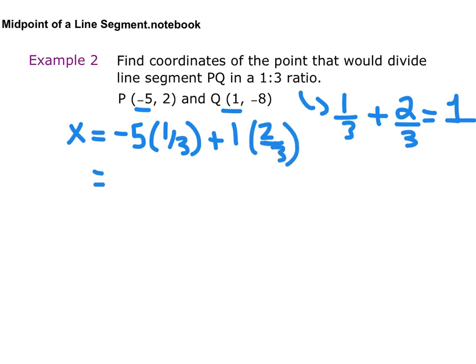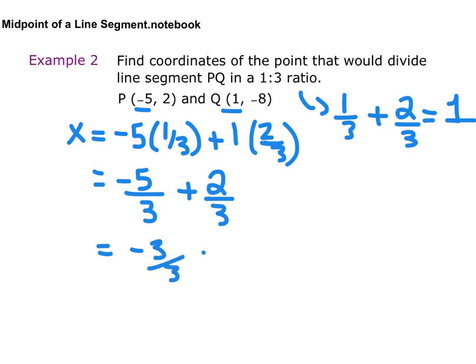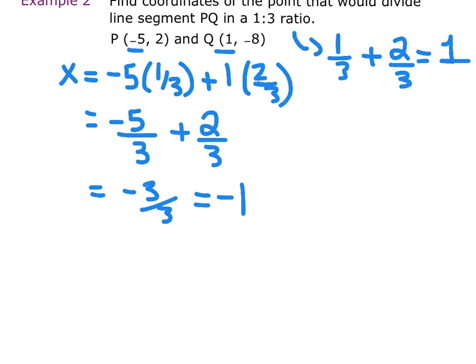So when we go about solving this, keep this in fraction work, okay? So that's all I'm doing to solve. And we would collect the like terms here, and we end up with negative 3 over 3, which gives us a value of negative 1. So we've actually found 1/3 of the way, so that's one of our points here.